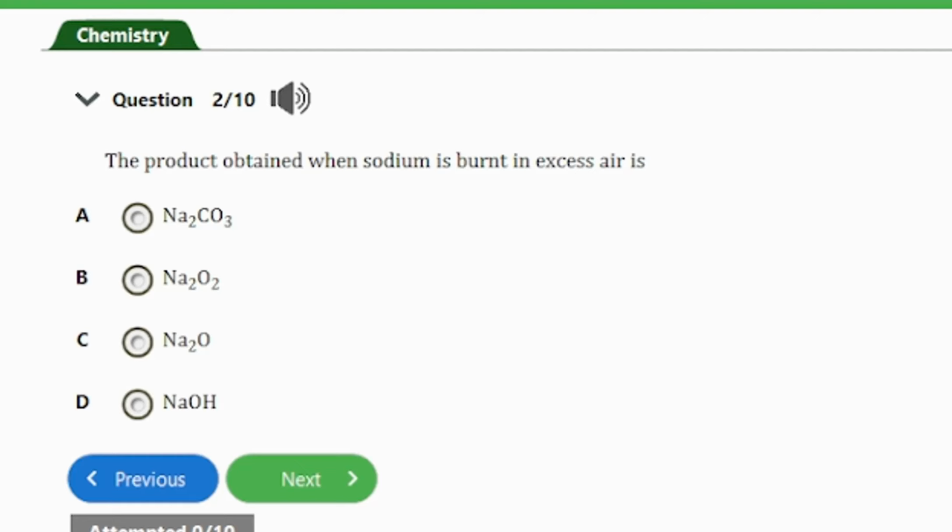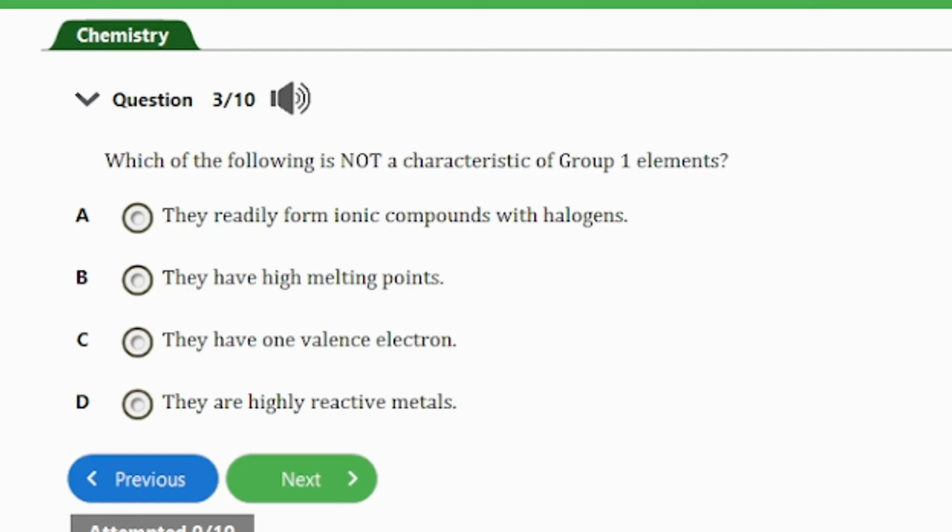Question number 2 says, the product obtained when sodium is burned in excess air is A, sodium carbonate, B, sodium peroxide, C, sodium oxide, and D, sodium hydroxide. The answer to this question is sodium peroxide. When sodium is heated in air, it burns with a golden yellow flame to form sodium peroxide. So that's the answer, option B. Let's look at the next question.